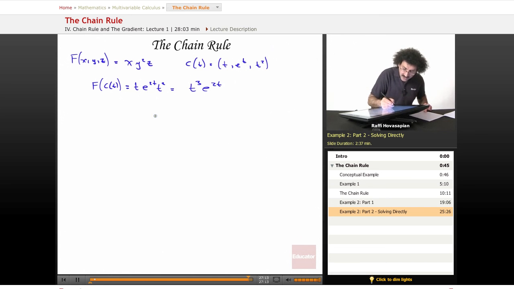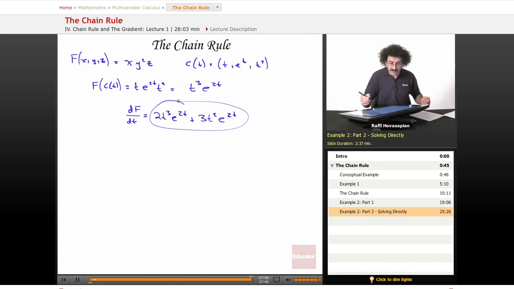Now, this is just a function of t, so if I take df with respect to t, it's going to be this times the derivative of that, 2t cubed e to the 2t, plus that times the derivative of that, 3t squared e to the 2t. What do you know? You end up with the same exact answer. Which is better? Again, it just depends on your particular situation. Sometimes you want to do it directly if it makes more sense. Sometimes you want to use the chain rule if it makes more sense. The problem at hand will actually decide which one is better.